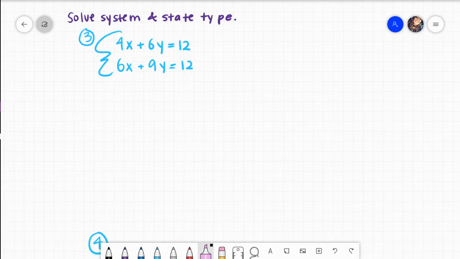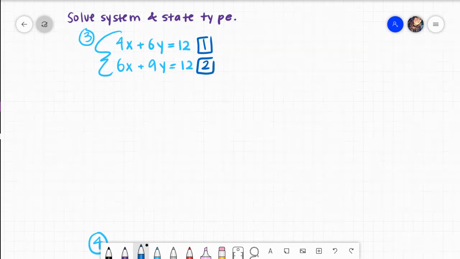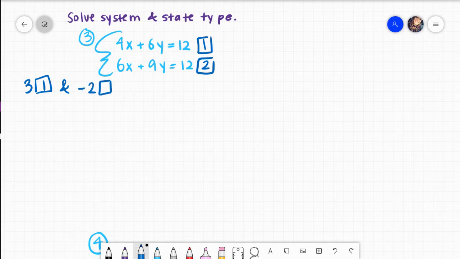So what we're going to do, this one I'm going to do a little bit more labeling than we did before. We're going to call this equation 1. We'll call this equation 2. I'm actually going to multiply 3 times equation 1, and I'm going to multiply a negative 2 times equation 2. So let's go ahead and do that math and see what we're looking at there.